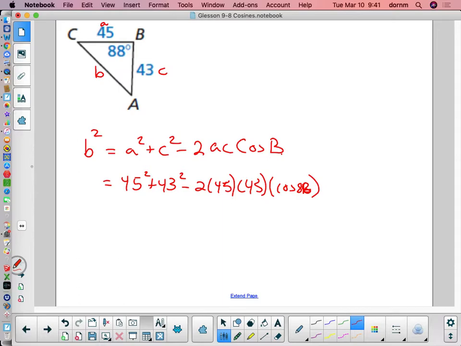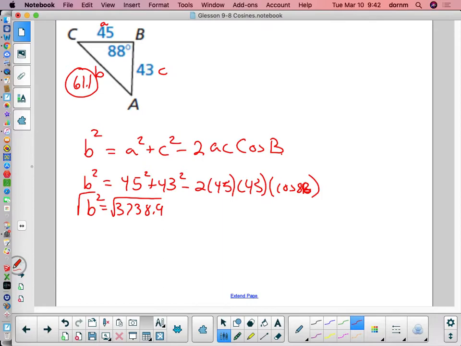It comes to 61.1. Okay. So we got B squared equals 3738.9, and I took the square root to get B. We're getting a lot of algebra practice, which is good.